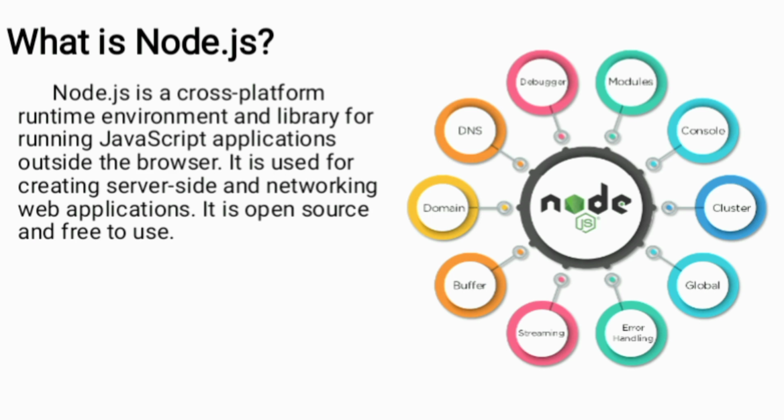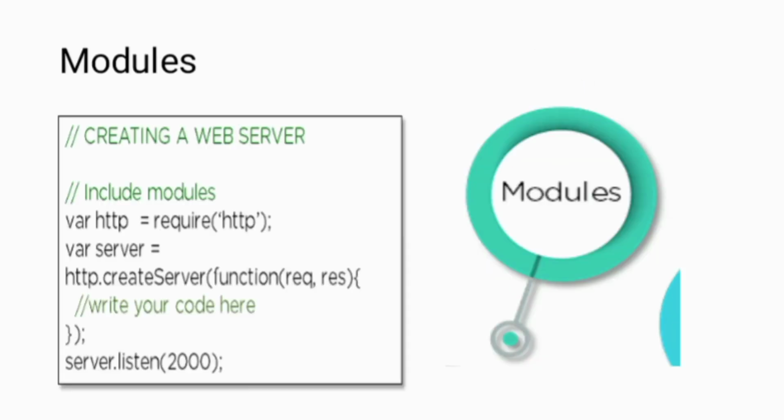Here we have parts of Node.js. Now let's go through each part of Node.js to get a better understanding of the server-side platform as a whole. Modules. Modules are like JavaScript libraries that can be used in a Node.js application to include a set of functions. In order to include a module in a Node.js application, use the require function with parentheses containing the name of the module.